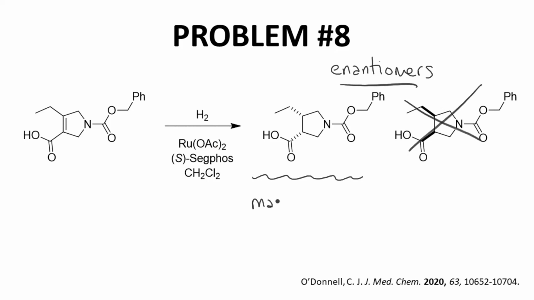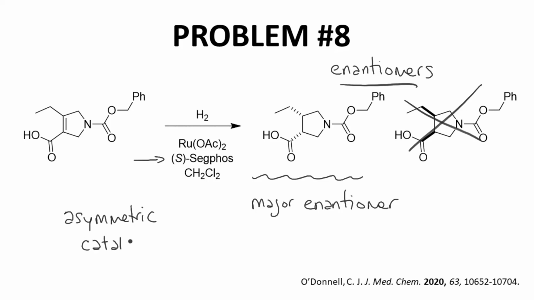This is the major enantiomer. The use of chiral molecules like S-segphos to cause mostly one enantiomer to be formed from a metal-catalyzed reaction is very common in advanced organic synthesis. It falls within a field called asymmetric catalysis.